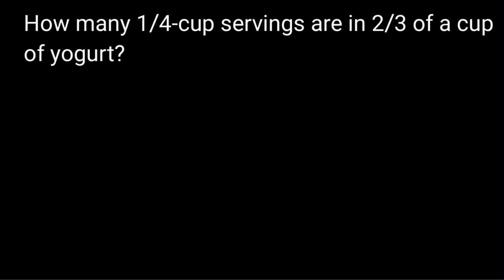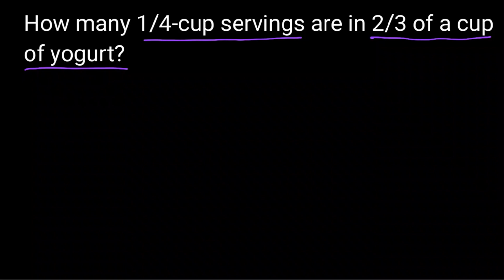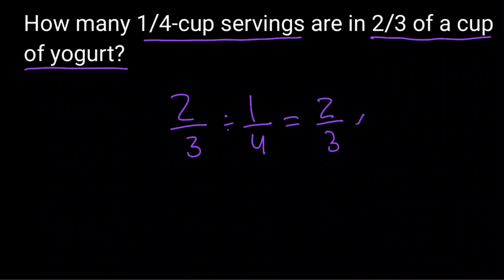One whole is the 1/4 cup servings, and the other whole is the 2/3 cup of yogurt. Since we are grouping the 2/3 into groups of 1/4, we are going to be dividing. So our problem becomes 2 over 3 divided by 1 over 4. To do this, we will just be doing 2 over 3 multiplied by the inverse of 1 over 4.